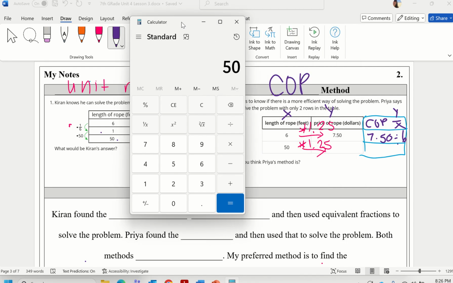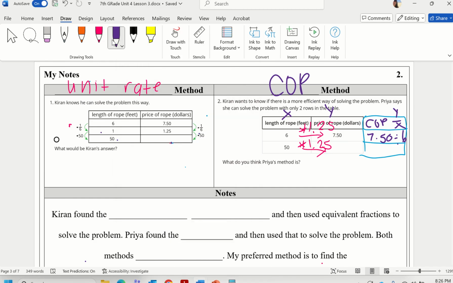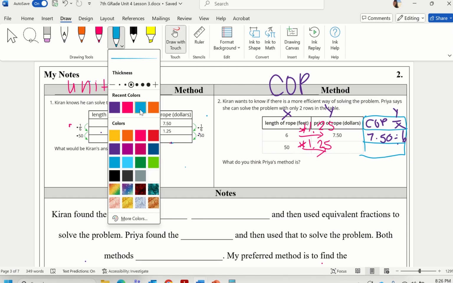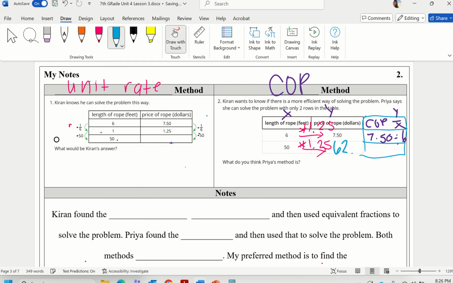50 times 1.25, because again, we're following our arrow. So going from 50 times 1.25 to get our answer, and we get 62.5. Let me say what this means. So this means that 50 feet of rope costs $62.50.